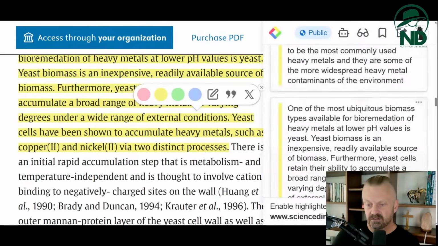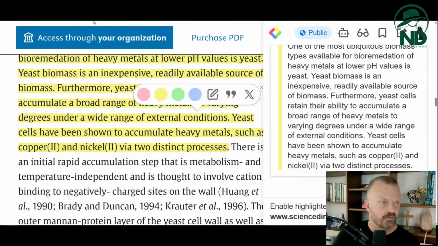Let me see if there was anything else. Nope, nothing on that one. So let's hit the next one. Actually, let me open up the rest of these while I'm here. Like I said, sorry I didn't open these before I started. Okay. We'll wait for the highlights to come on. There we go. Bioremediation of heavy metals by using Aspergillus niger and Candida albicans.